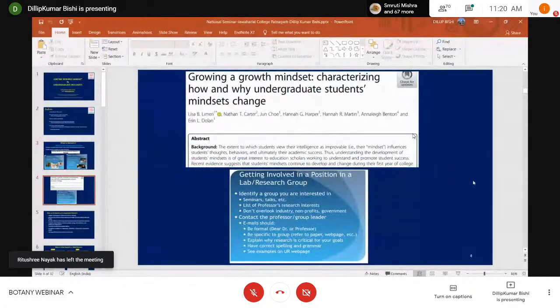So when I'm talking about undergraduate research, there is a very important thing about the mindset. This is only the starting phase of a student's career. Mostly in the first year of college, in UG geology, botany, or biotechnology, they have to fix a mindset. And this is one of the articles that I found in the literature, on growing a growth mindset. It is a survey kind of literature, where people have assessed how and why the undergraduate students' mindset changes.